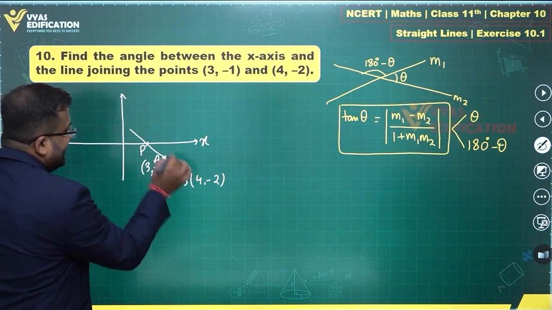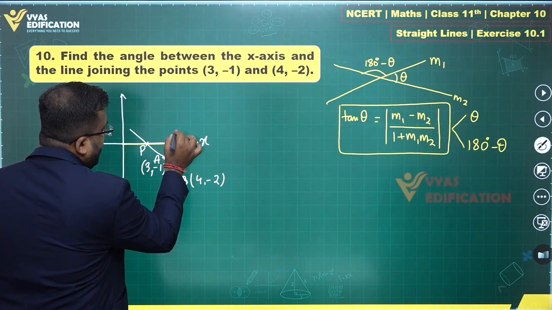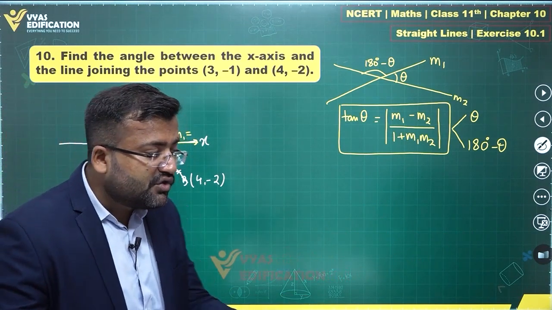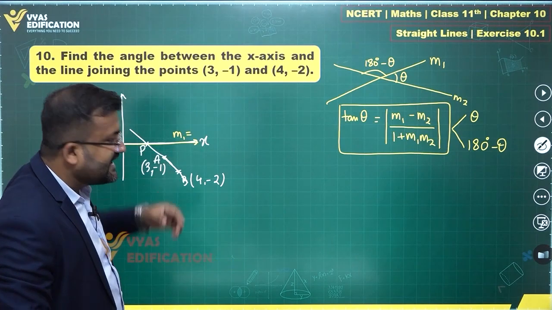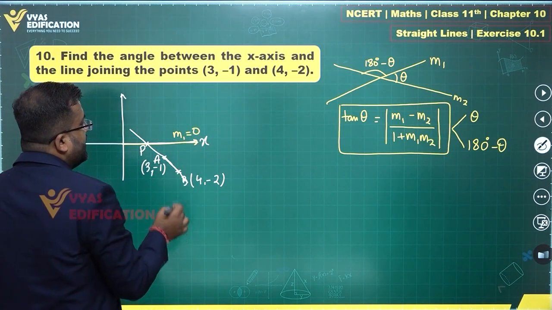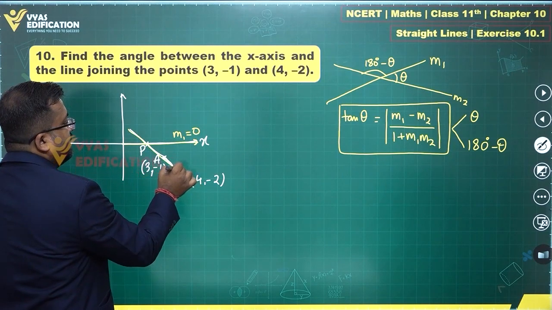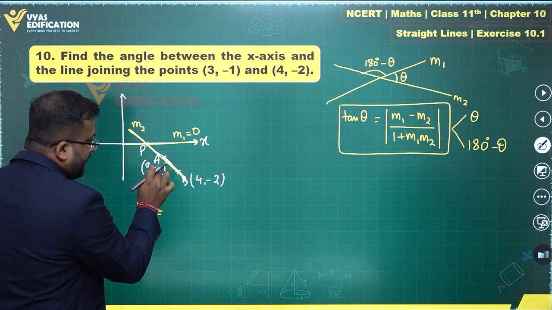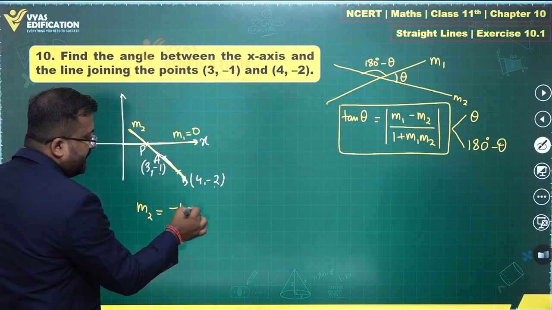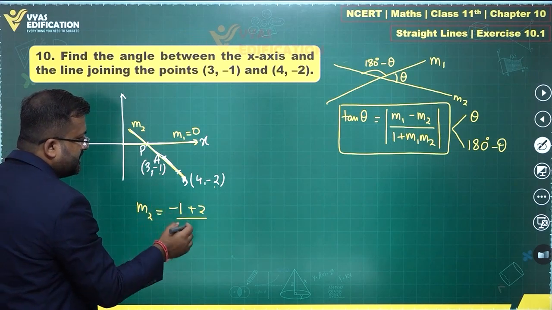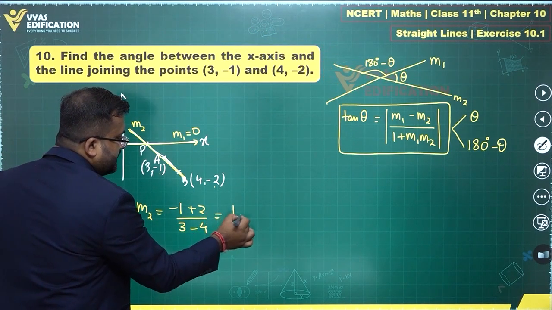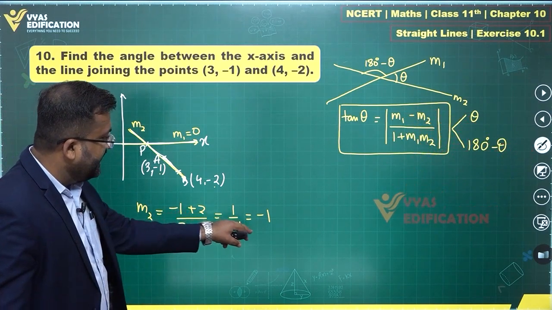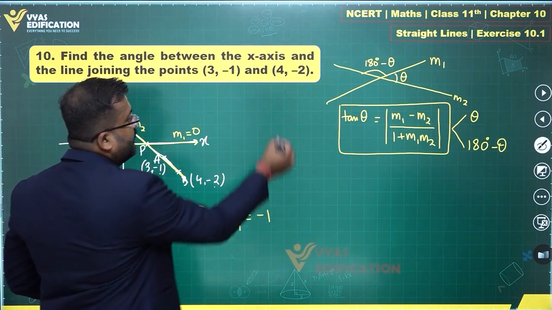For that I'll need the slope of this line first of all, m1. The slope of the x-axis is very simple; you should be aware of that. Since the angle made with the positive x-axis is 0, the slope is tan 0, which is simply 0. Next we can find the slope of this line, m2, let's say. m2 will be (y2 minus y1) over (x2 minus x1), which is (-1 plus 2) upon (3 minus 4). This becomes 1 upon -1, which is simply -1. So m2 is -1 and m1 is 0.